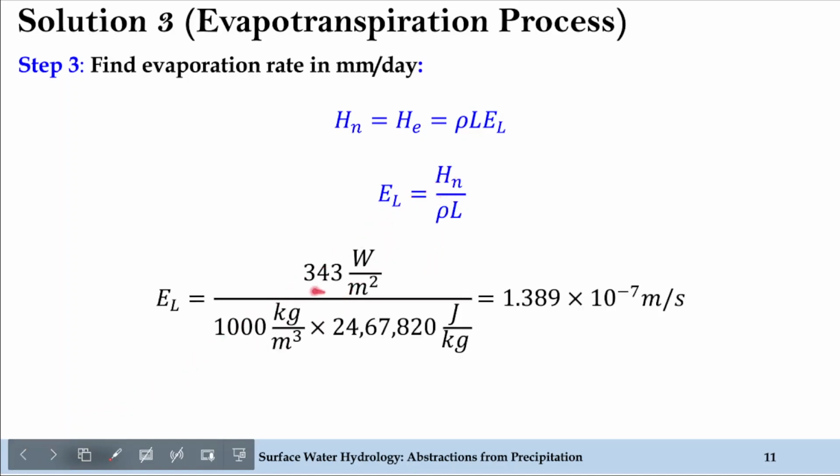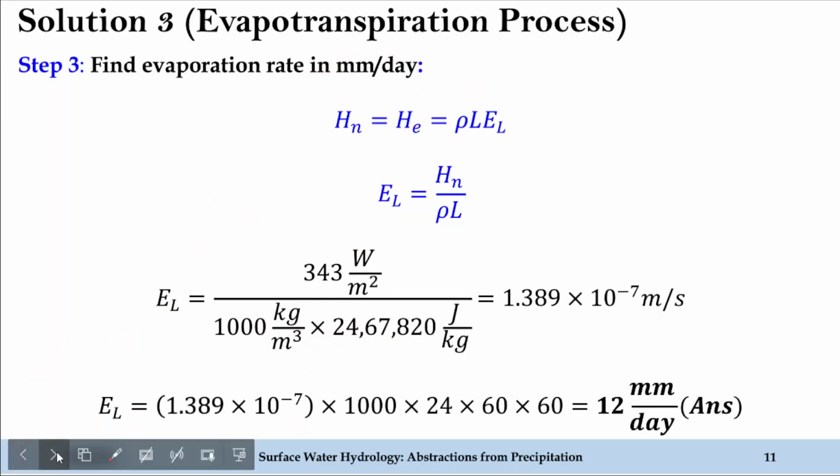Now we know Hn, that is provided in the problem, 343 watt per meter square. We know rho, that is 1000 kg per meter cube, and we also know L, which is 24 lakh 67,820 joule per kg. If we solve this equation and take into account the units, finally we get 1.389 into 10 power minus 7 meter per second as the rate of evaporation. But we are supposed to find the evaporation in mm per day. So let's convert this meter per second into mm per day, and here is the conversion. Finally we have obtained 12 mm per day as the final evaporation rate for the conditions provided in the question.